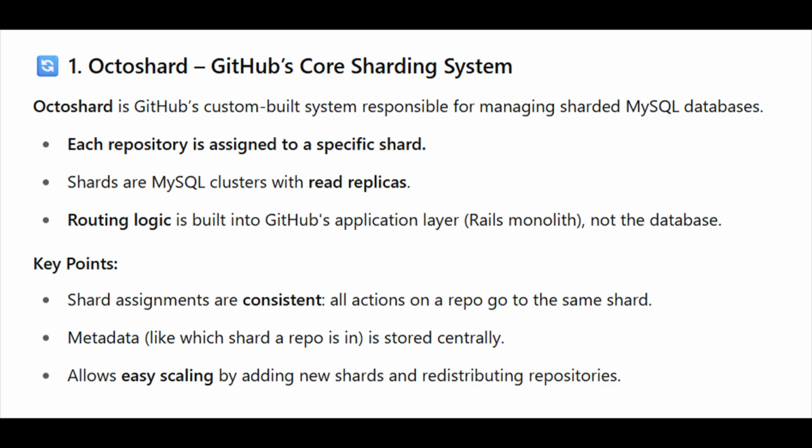Shards are MySQL clusters with read replicas. Routing logic is built into GitHub's application layer, the Rails monolith, not the database. Key points. Shard assignments are consistent. All actions on a repo go to the same shard. Metadata, like which shard a repo is in, is stored centrally. This allows easy scaling by adding new shards and redistributing repositories.